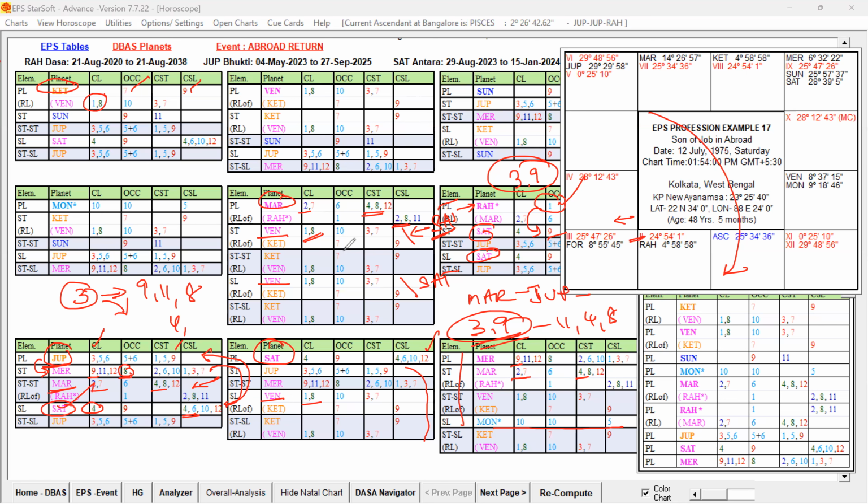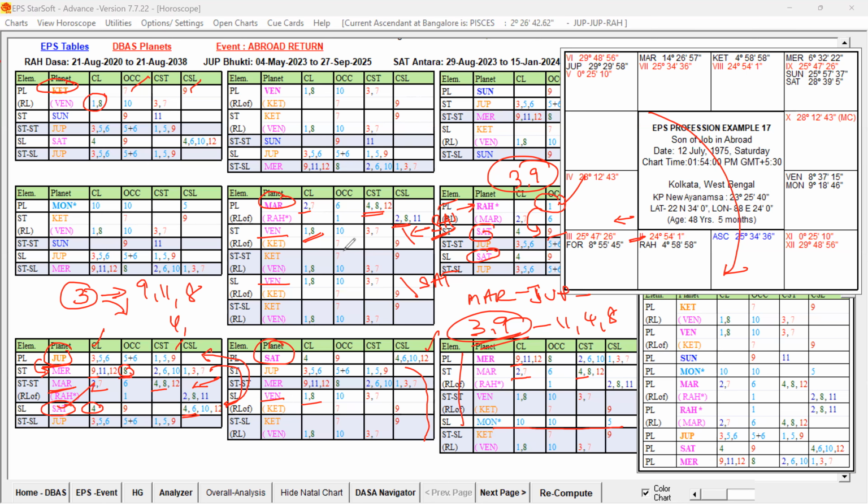Okay. The star level planet Sun is the 9th occupant and 11th. That is, we have given blue because it is supportive for 9 and 11. It is supportive for travel and also benefit. But we don't know whether it is talking about travel abroad or about coming back to the homeland. Long travel, it is supported.